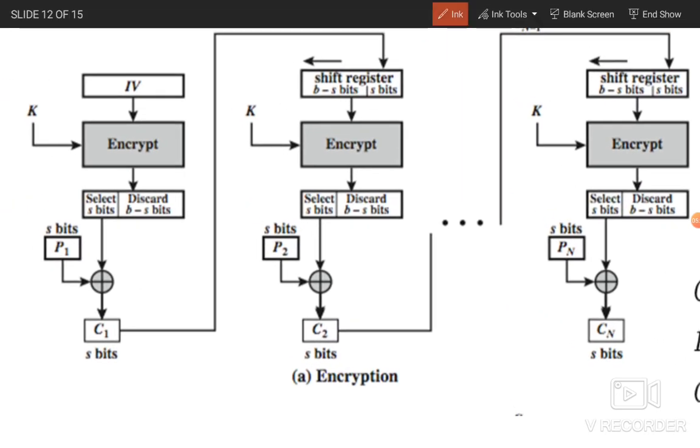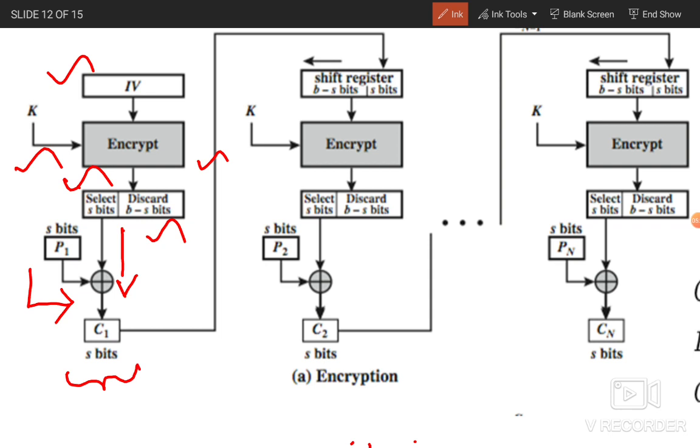So initially we have the initial vector. So it is encrypted using the key. From the output you have to select S bits, and the remaining B minus S bits are discarded. The selected S bits are XORed with the current plain text block. It is not a block, a segment. So the segment size is S. Thus we have produced the ciphertext block.